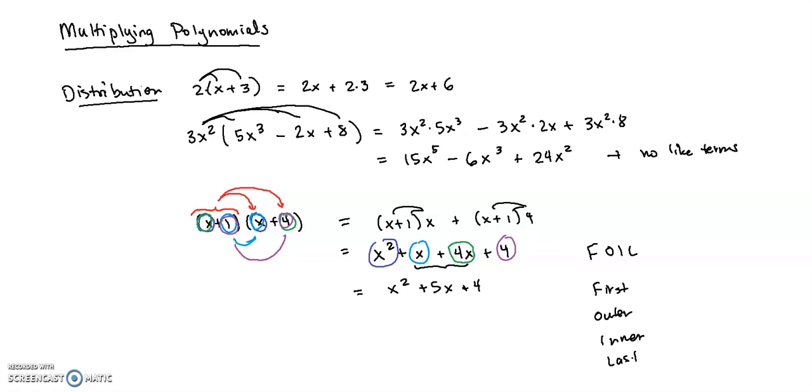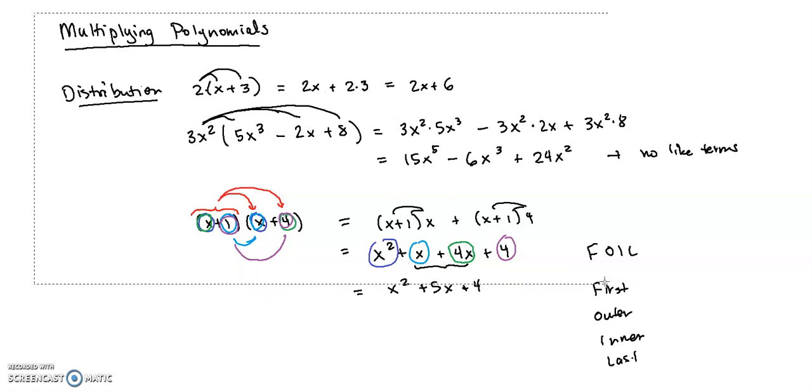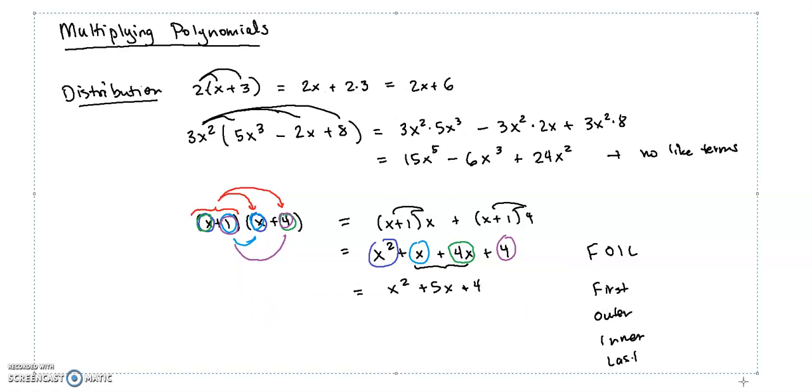So let's try a couple with the FOIL shortcut. First, outer, inner, last. Okay, really it's just distribution, but it's a shortcut. All right, so let's try x plus 4, x plus 5. Okay, so first, outer, inner, and last. Those are our steps for FOIL. So first gives us x squared, outer gives us 5x, inner gives us 4x, and last gives us 20.